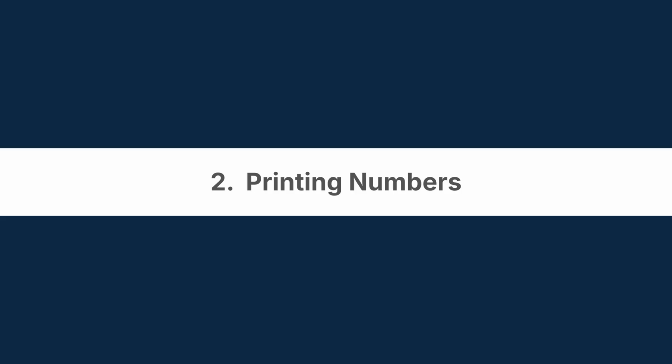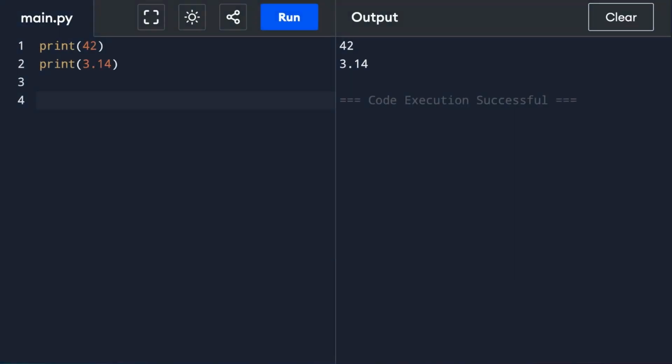Two, printing numbers. You can also use print to display numbers. Numbers don't need quotes because they are treated as numerical values. You can print both integers, whole numbers like 42, and floats, decimal numbers like 3.14.